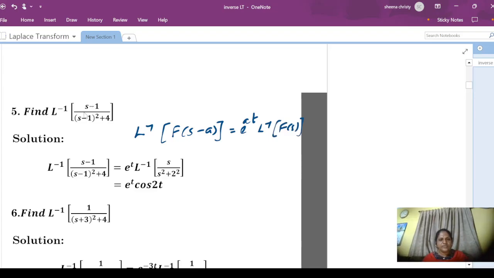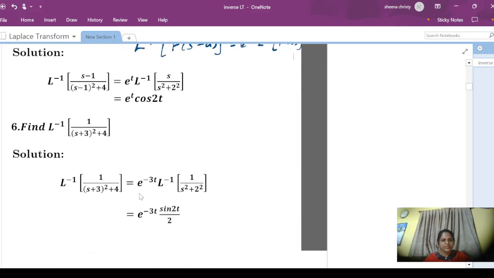By making use of this formula, in the place of s, we are having s minus 1. So a equal to 1 here. Therefore, e power t L inverse of s by s square plus 2 square. So you're having e power t cos 2t. Now come to the next problem.